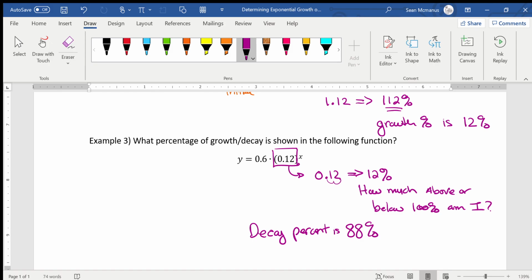Okay, so those are some quick examples. All you're going to be asked to do for the assignment that goes with this particular set of notes here on Delta Math is to do exactly what we did in example 2 and example 3. You're going to look at that multiplier and convert it to a percentage, and then ask yourself, how much above or below 100% am I? If it's above, that means it grew. If it's below 100%, that means it decayed. And how much above or below is the percentage? Okay, so that should be enough to get you going on those.